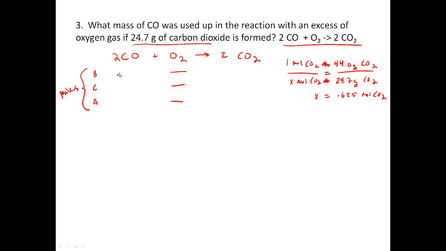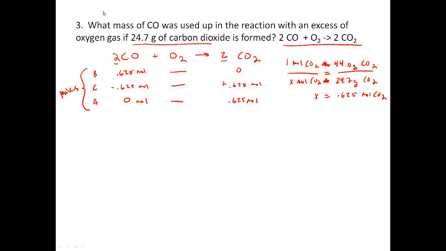So that's what we put into our BCA table. We're going to fully react that, right? We're going to have 0 left over. Start off with 0 of CO2. How many are we going to make? Well, the ratio in the reaction is 2 to 2. That's the same as 1 to 1. So we're going to make 0.625 moles of CO2 if we react 0.625 moles of CO. In the end, we've got 0.625 moles.